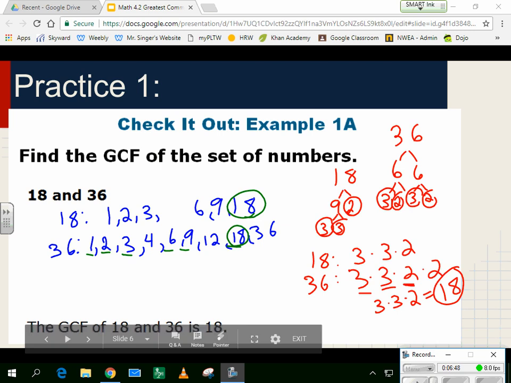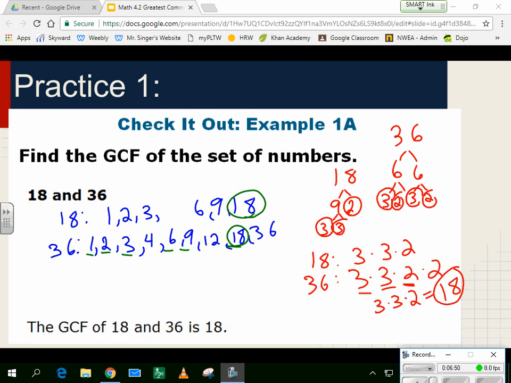So I decided to display both methods for you to find 18 as being the greatest common factor. On the left in the blue, you can see I listed all the factors for 18 and 36, and I found the largest number they have in common is 18. In the red, I did a prime factorization tree, and I found 18 is 3 times 3 times 2, and 36 is 3 times 3 times 2 times 2. They shared two sets of 3's and one set of 2's. So 3 times 3 times 2 is 18. So that's how you can use one of the two methods.